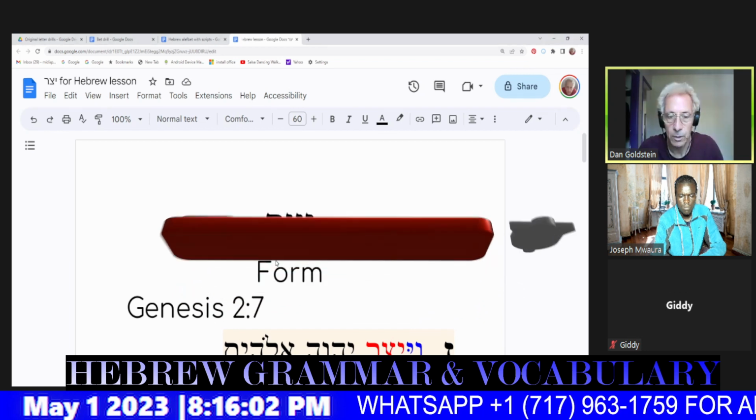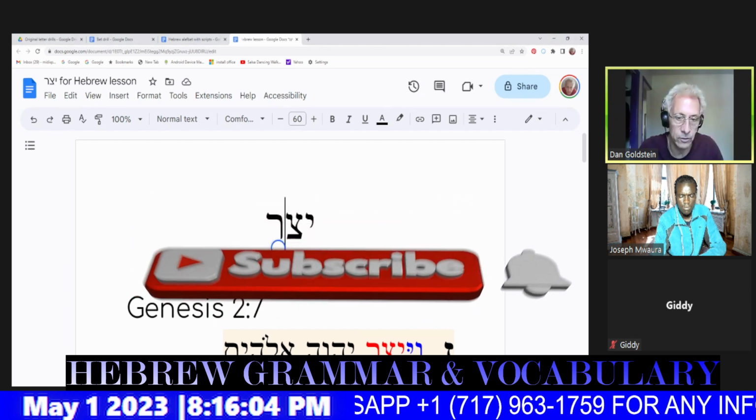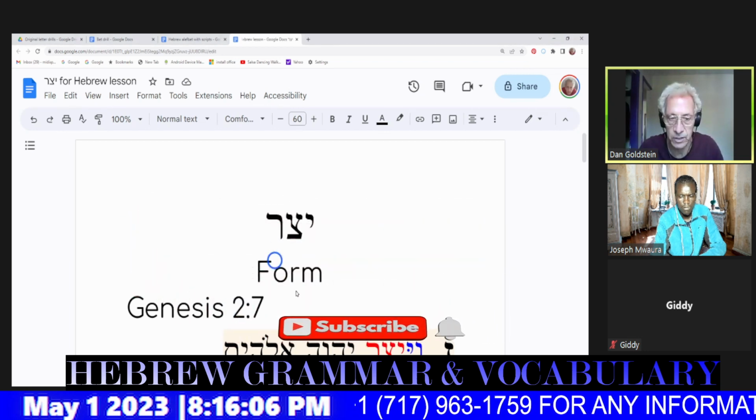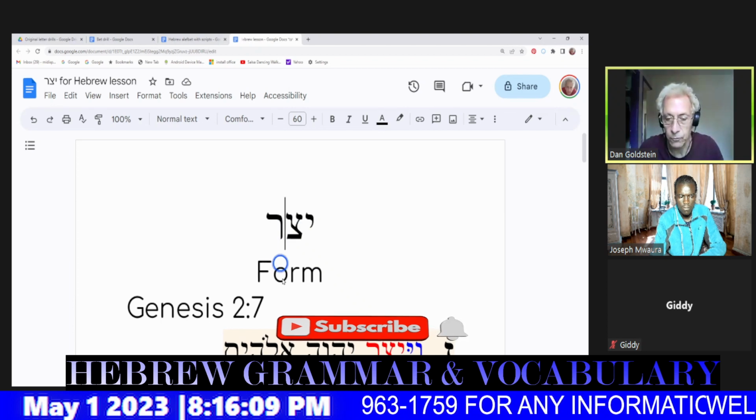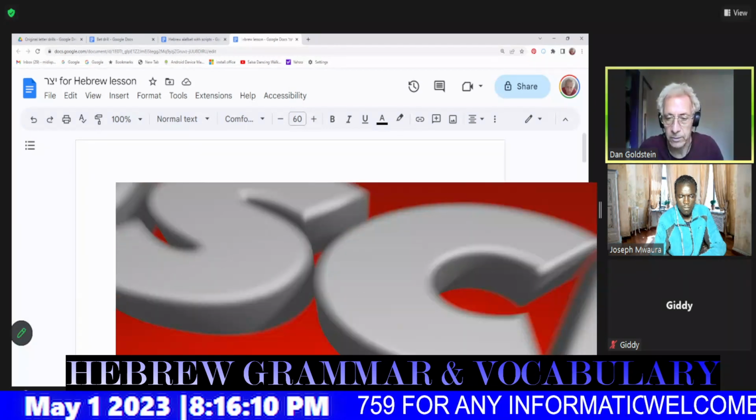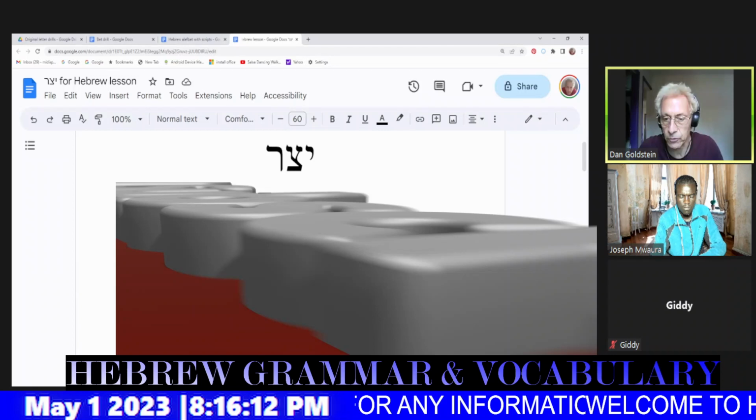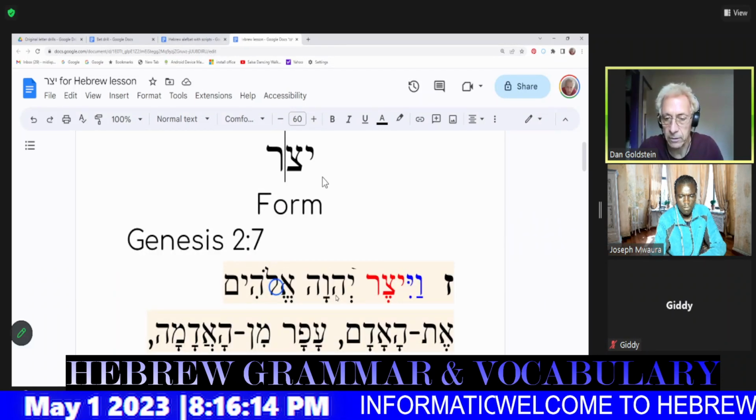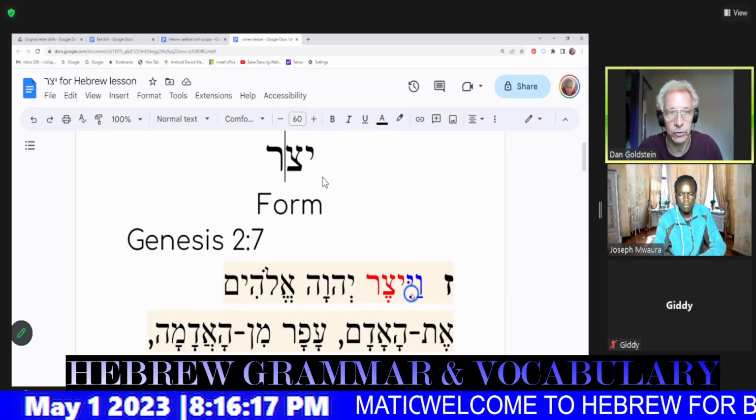And one of the early instances of this shoresh, Joseph, is in Genesis chapter 2, verse 7. And we see in the very first word baked in the shoresh yatzar.